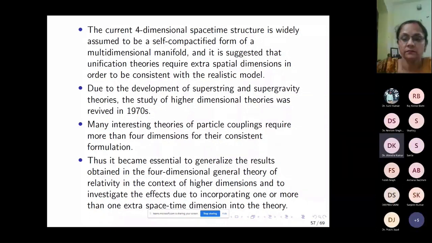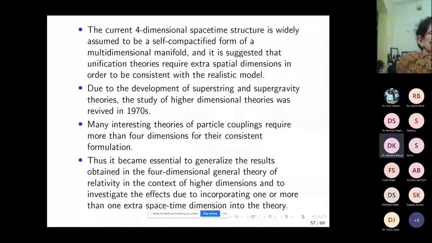The current 4-dimensional space-time structure is widely assumed to be a self-compactified form of a multi-dimensional manifold, and it is suggested that unification theories required extra spatial dimensions in order to be consistent with the realistic model. Due to the development of superstring and supergravity theories, the study of higher dimensional theories was revived in the 1970s. So many interesting theories of particle couplings require more than 4 dimensions for a more consistent formulation.